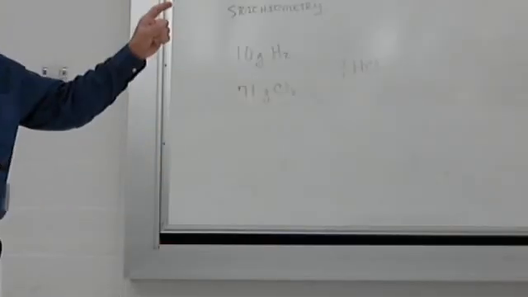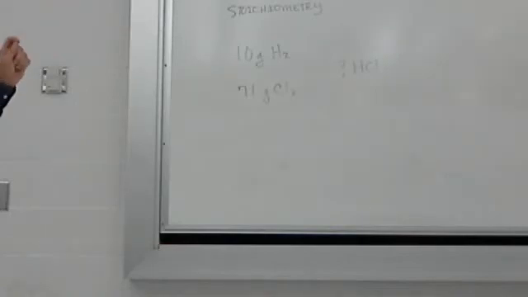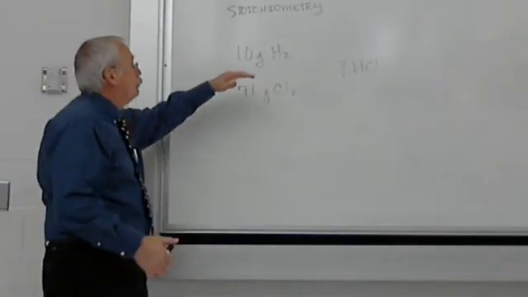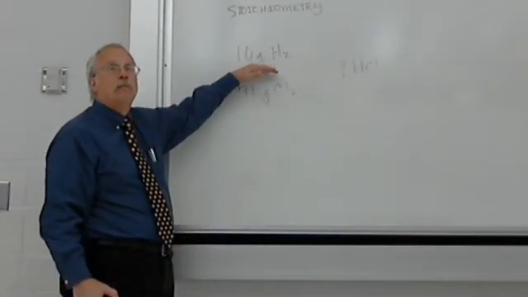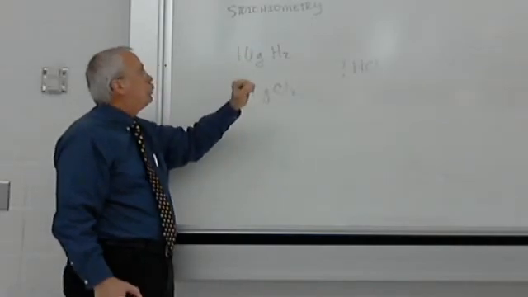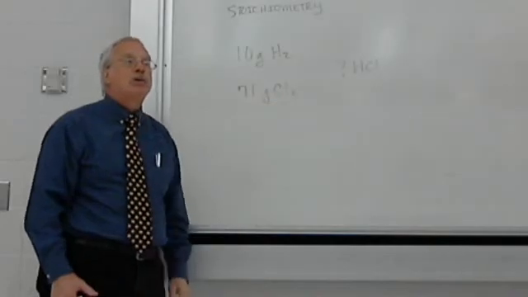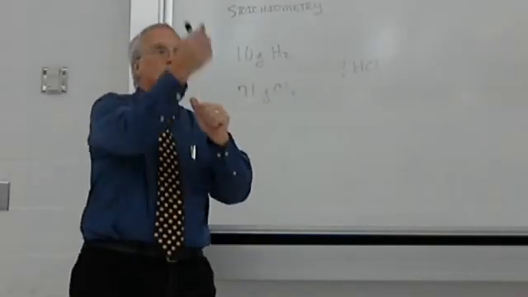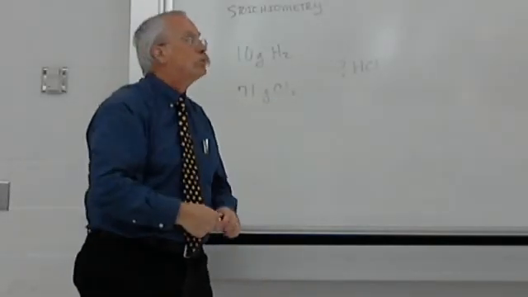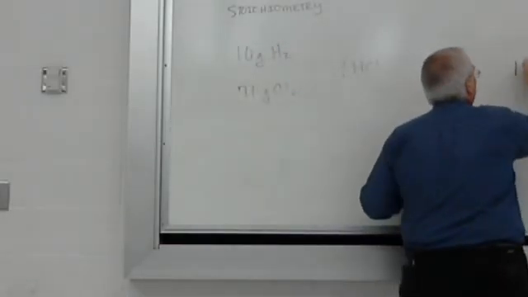So what I have to do here to get the correct answer is go all the way. First step, I calculate how much HCl I can make from 10 grams of hydrogen. Second step, how much HCl can I make from 71 grams of chlorine? Answer: the smaller of the two.